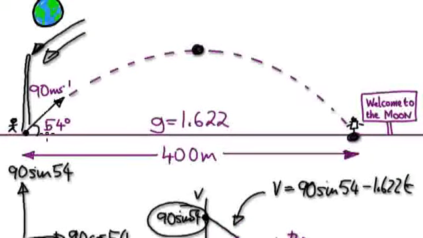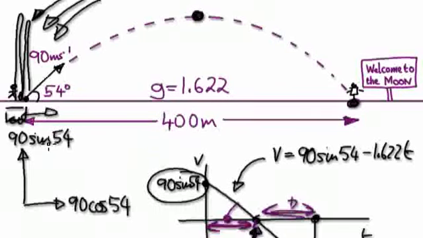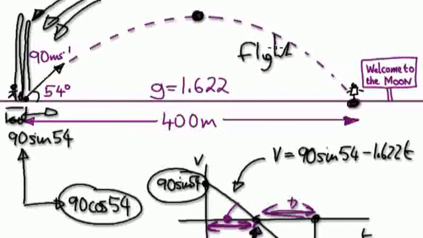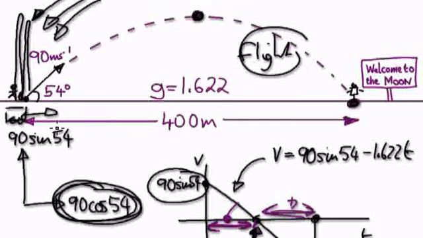Now that we know our total flight time, now that we know it takes whatever we just worked out to do this, this here is the same as the total flight time. So now we need to imagine you and your dad sitting in a car, and the car is doing 90 cos 54 meters per second. Now that we know the total flight time, we just need to get the flight time times the horizontal speed. That will give us the range.